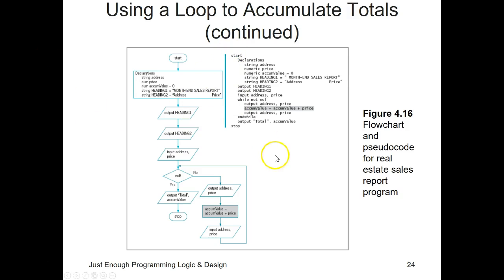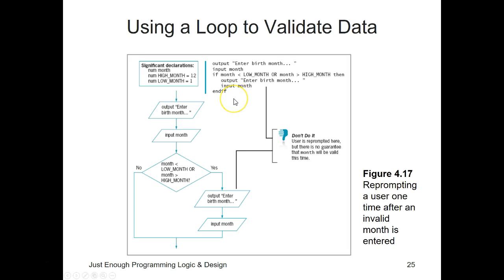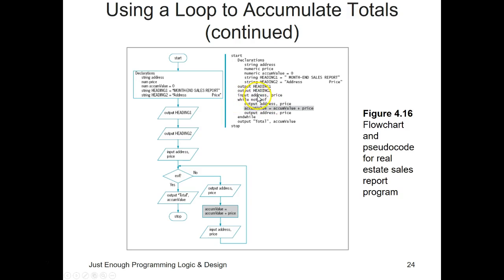So here's our pseudocode for the same thing. So up here we say we know we have an address and we have a price. That accumulated value we set to 0. In other words, we're cleaning out that house, making sure that there's nothing stored in there from the last salesman. Here we have our first input. That input, address, and price, so that's that priming the pump input. So before we go into our loop, we have to ask that input and price.